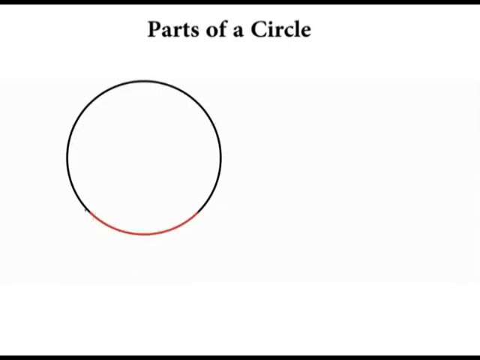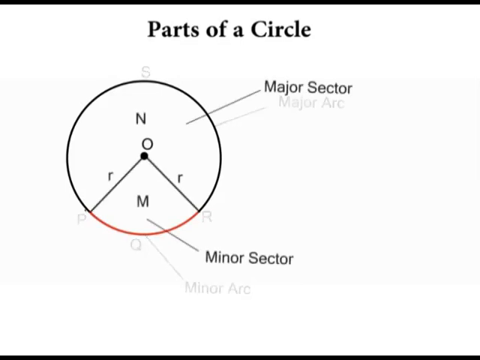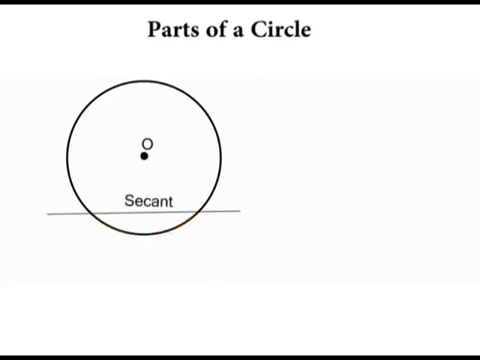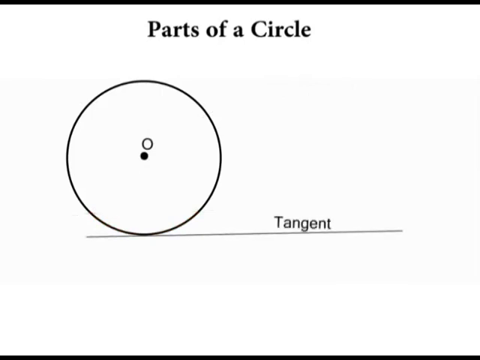An arc is simply a part of the circumference. So the curve PQR is a minor arc and PSQ is a major arc. The area enclosed by 2 radii and an arc is called a sector. So the region marked M is a minor sector and N is a major sector. When the chord cuts through the circumference, it's called a secant. A tangent is a line that passes outside the circle and touches the circle at only one point. So it's like the circle is standing on the tangent line.